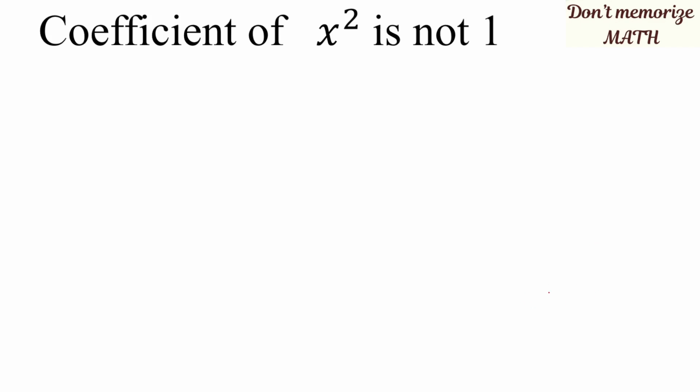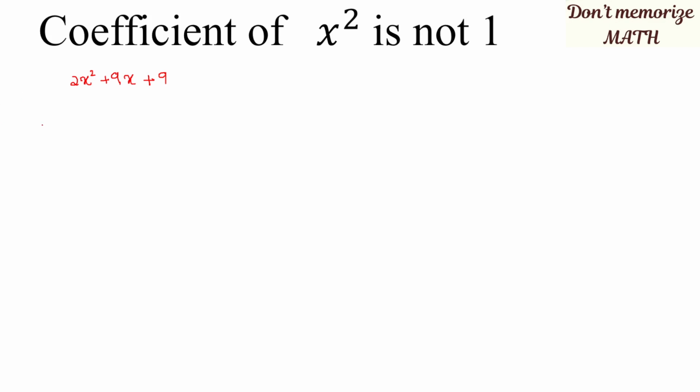So I will write one question for you here. Okay, so the question is 2x square plus 9x plus 9. Now you can see the coefficient of x square, the number with x square is not 1, it is 2. It can be 3, 4 or any number. Okay, it depends.